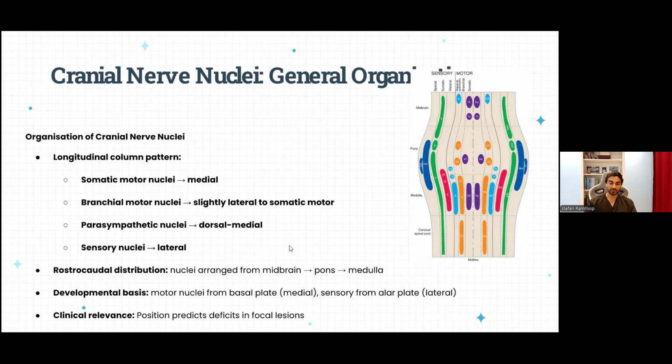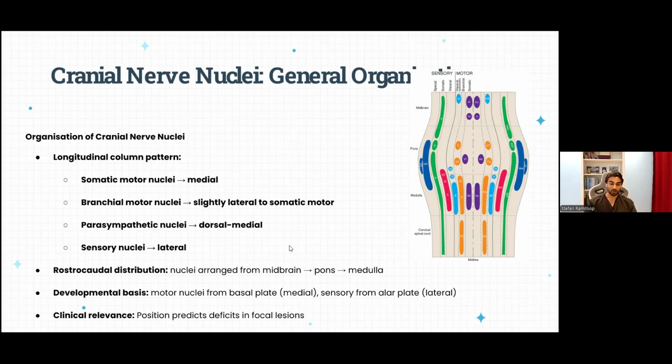And then 4, you have your sensory nuclei that lie the most lateral, including your trigeminal sensory nucleus, your vestibular and your cochlear nuclei, and the nucleus of the solitary tract. Because of the lateral position, lateral medullary and lateral pontine lesions reliably produce sensory deficits, especially involving pain, temperature, and special sensory modalities such as hearing and balance.